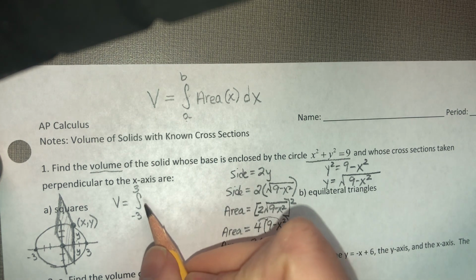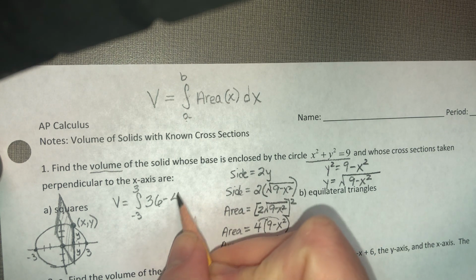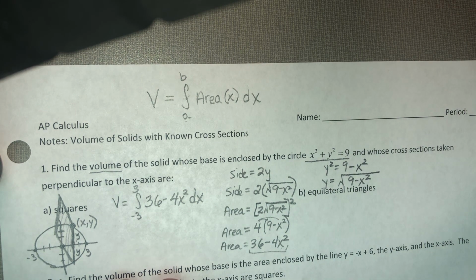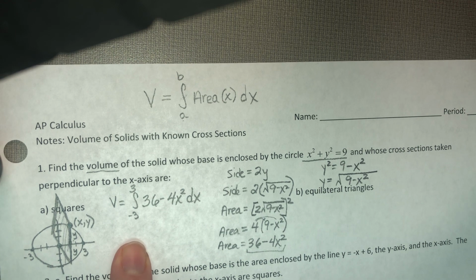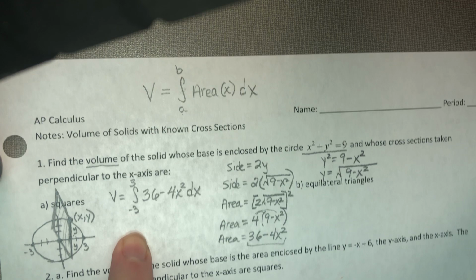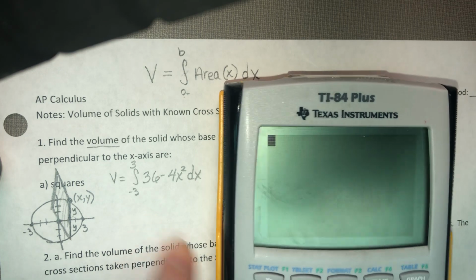So we are going to integrate that, 36 minus 4x squared dx. Now, it's possible that you might be asked to do this without a calculator, but at this point in the year, we have done a lot of integration problems without a calculator, and today's focus is more on setting up the integral that you would find the volume with. So I'm going to use the calculator to find this, but for your homework, you probably ought to practice doing a few of them without the calculator just for practice. So this would be a pretty easy one to do without a calculator.